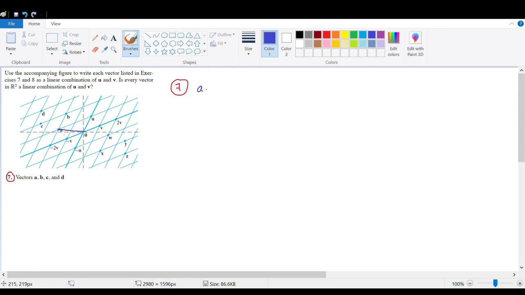So we need to rewrite it as a linear combination of the vectors u and v. If we see this one, a is far from the x-axis. Here we have minus v, minus 2v, then we reach this one. And in this direction, we have u. So it is far by minus 2v and u. So a should be equal to minus 2v plus u.